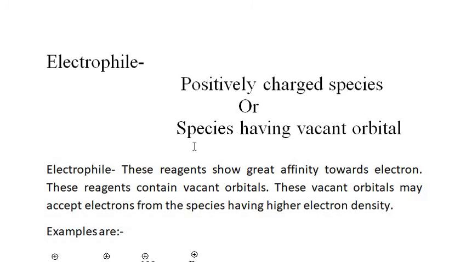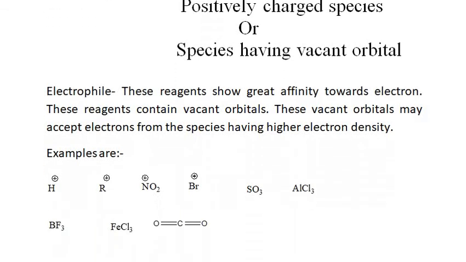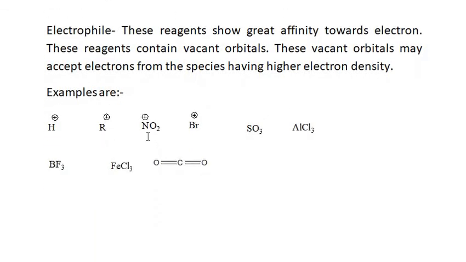So electrophiles are the reagents which exhibit greater affinity toward electrons. These reagents contain vacant orbitals. These vacant orbitals may accept electrons from the species having higher electron density. The examples are H+, R+, NO2+, Br+. These are positively charged species.